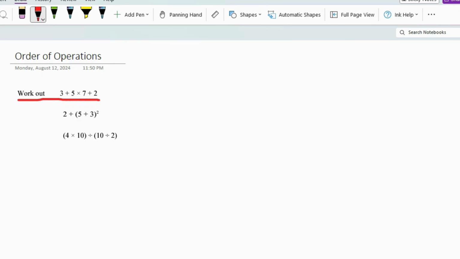So whenever I see different kinds of operations, like a plus, a minus and a multiplication in a question, how should we solve it? Should we just add these two numbers up and then multiply whatever we got with the 7 and then add 2 again? That would be wrong. That's not how we solve questions in maths. We need to go for a certain order. So in today's video, we are going to discuss what operation we need to solve first.